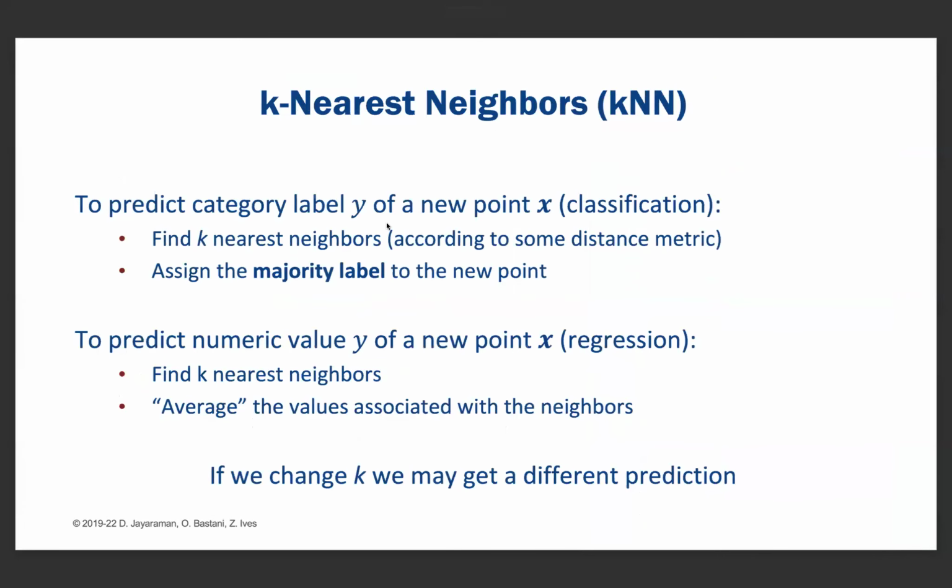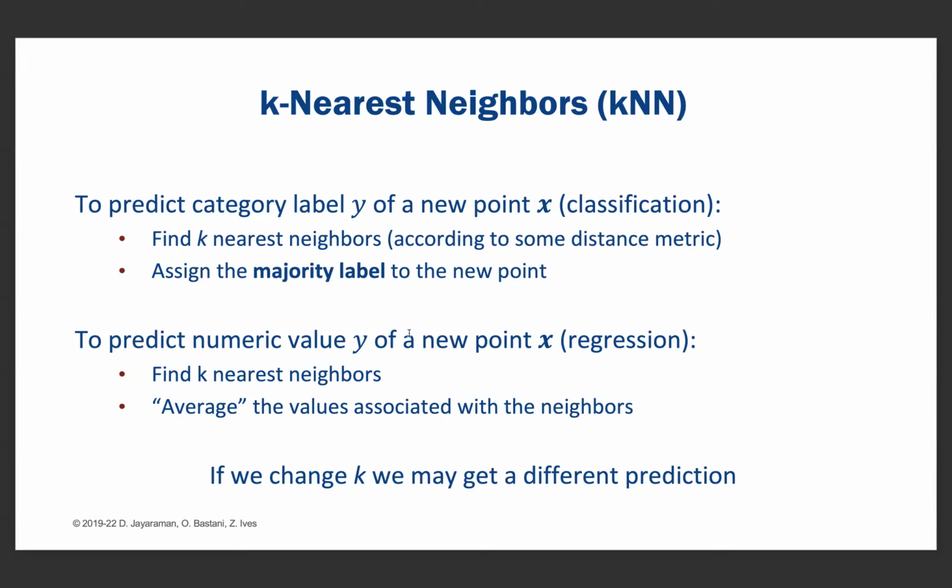We want to predict the category, the label, of the new point by finding K nearest neighbors according to some distance metric. And we already see that although it's called non-parametric, we can already see parameters. First of all, the number of neighbors you need to take into account, and the distance. As we're going to see, you can measure distance in different ways, and as a function of how we measure distance, we might get slightly different results.